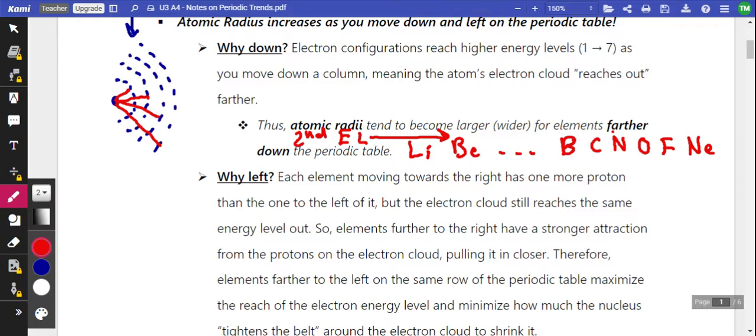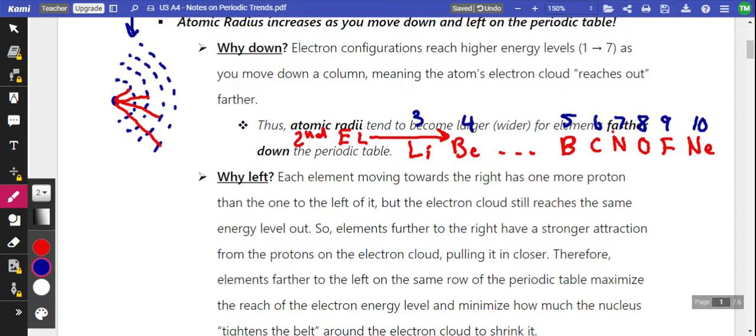What does change, though, as we go across from here to here, is we start increasing atomic number. Lithium has an atomic number of 3. Beryllium has an atomic number of 4. Boron is 5. Carbon is 6. Nitrogen is 7. Oxygen is 8. Fluorine is 9. Neon is 10. And that, of course, is counting the number of protons.